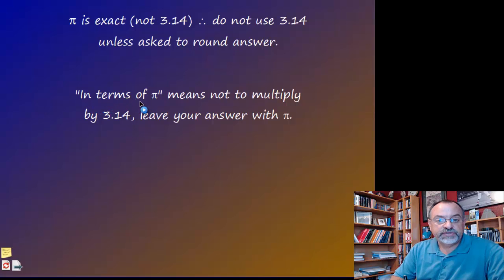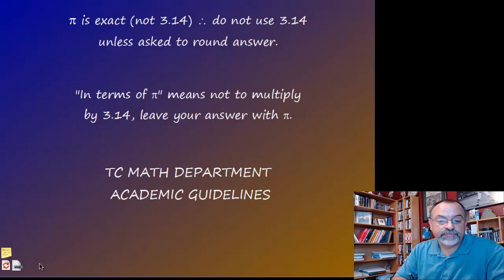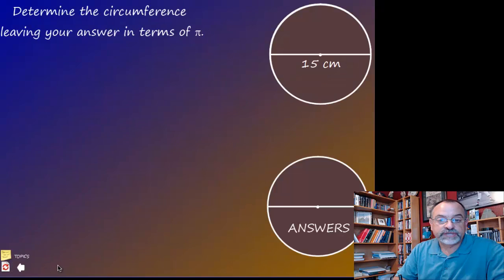You'll see this phrase in your book. It's called in terms of pi, and what they mean is that when they say determine the area of a circle and leave your answer in terms of pi, what they're asking you to do is just to leave this symbol there in your answer and not to multiply by 3.14. This would be an exact answer. This, when you multiply by 3.14, would give us an estimated answer, and they're looking for the exact. So when you see this phrase in terms of pi, you want to leave your answer with the pi symbol in there. Alright, and so we want to continue to do that.